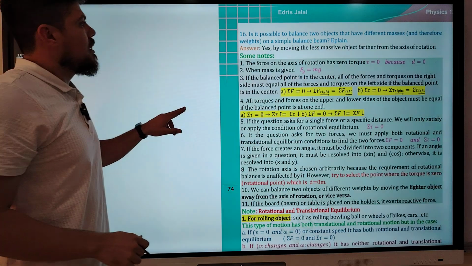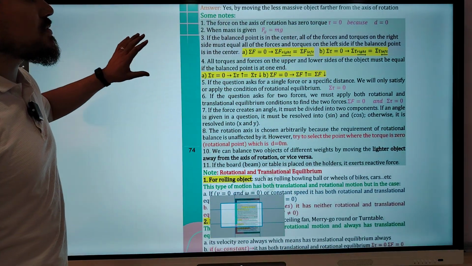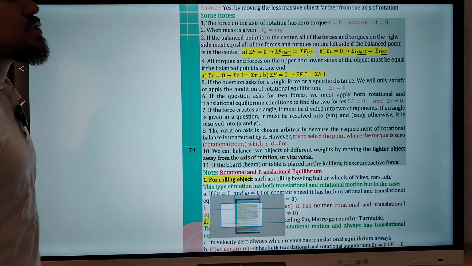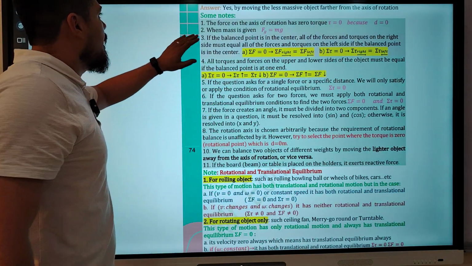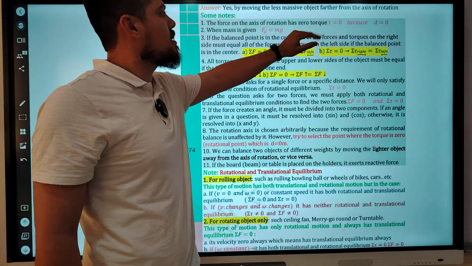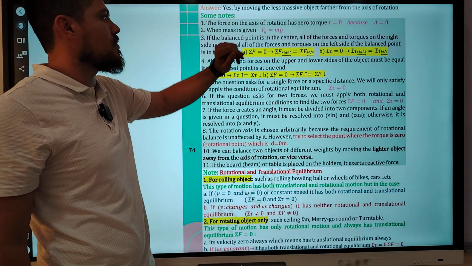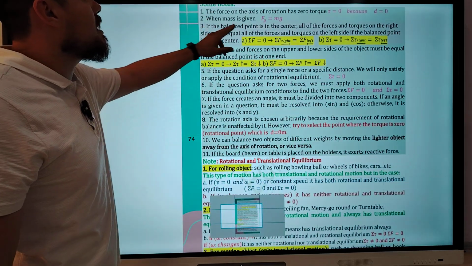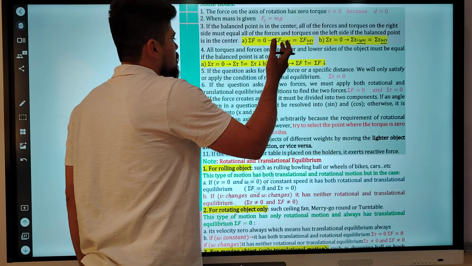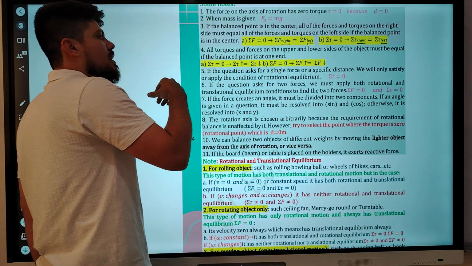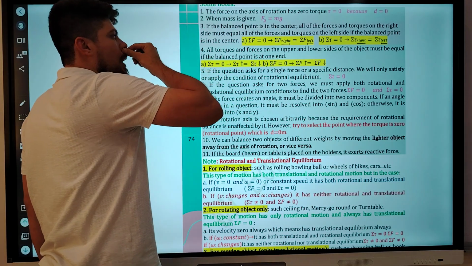Okay, guys. So yes, by moving the less massive object farther from the axis of rotation. So we have some notes for solving questions related to rotational and translational equilibrium. The forces on the axis of rotation have zero torque because the distance from the axis of rotation is zero. When the mass is given, gravitational force is equal to mass times gravity. If the balancing point is in the center, located at the middle, you have to equalize all torques to the right with all torques to the left, and all forces to the right with all forces to the left.